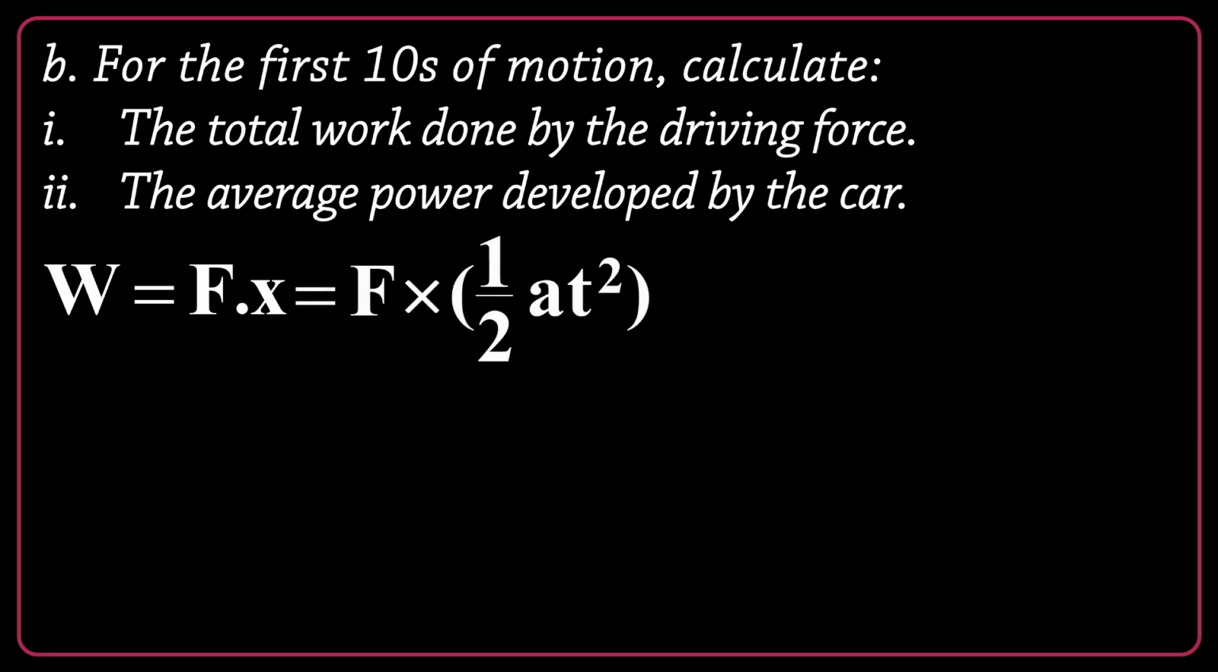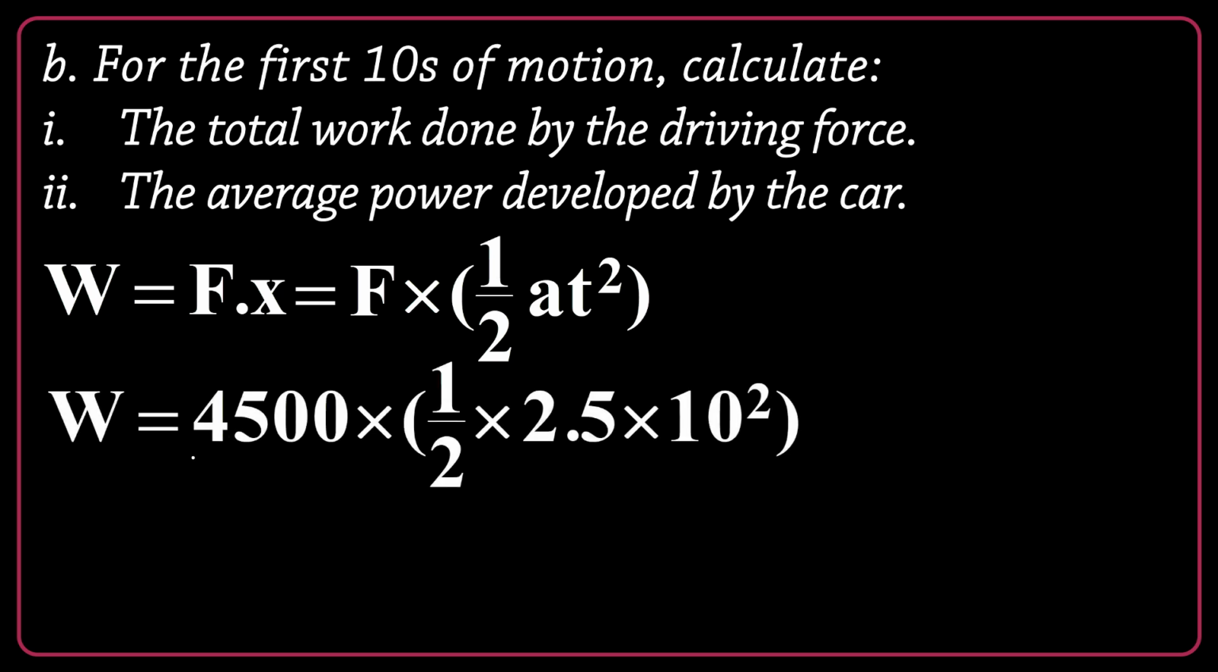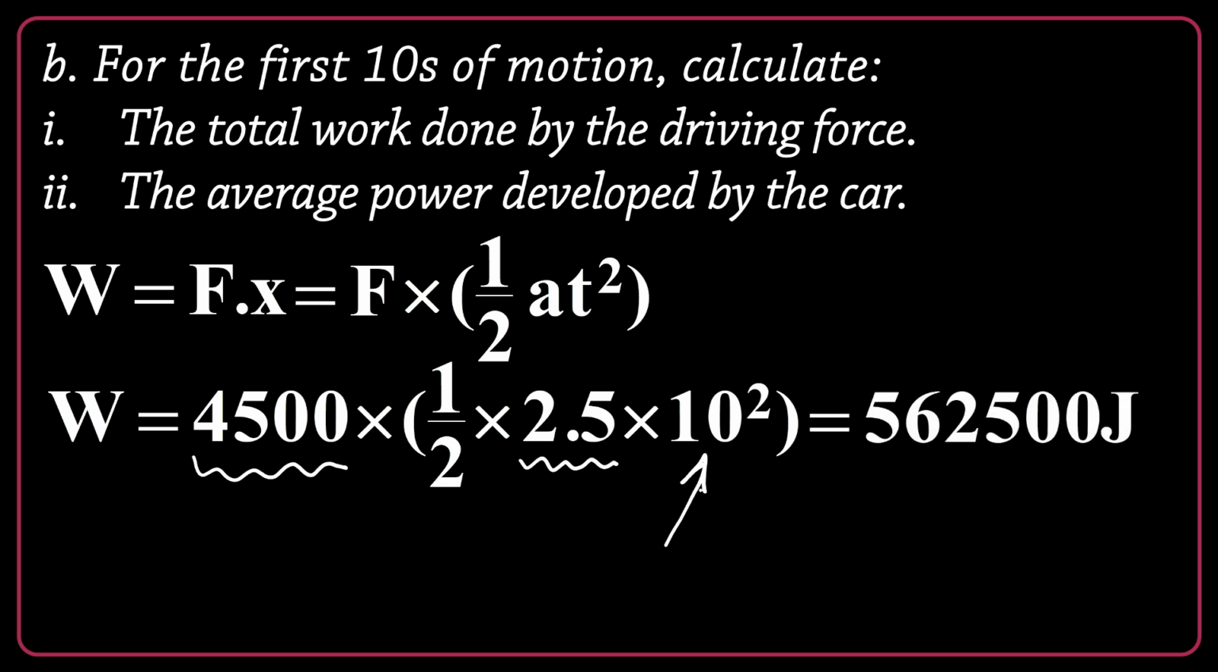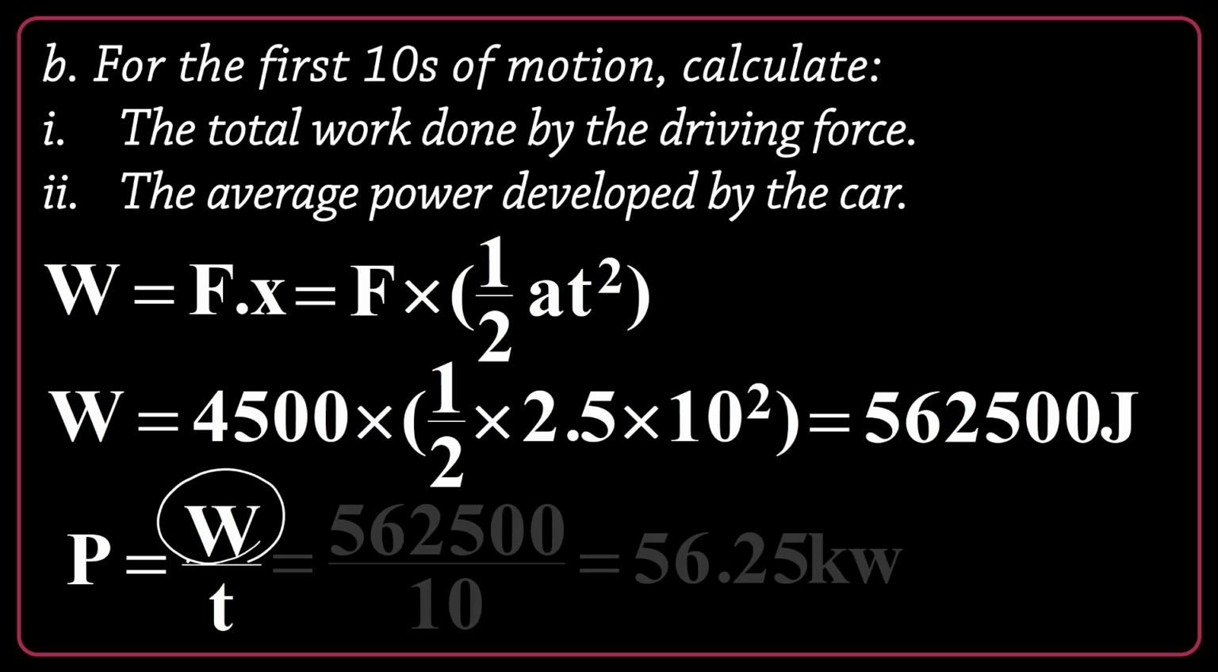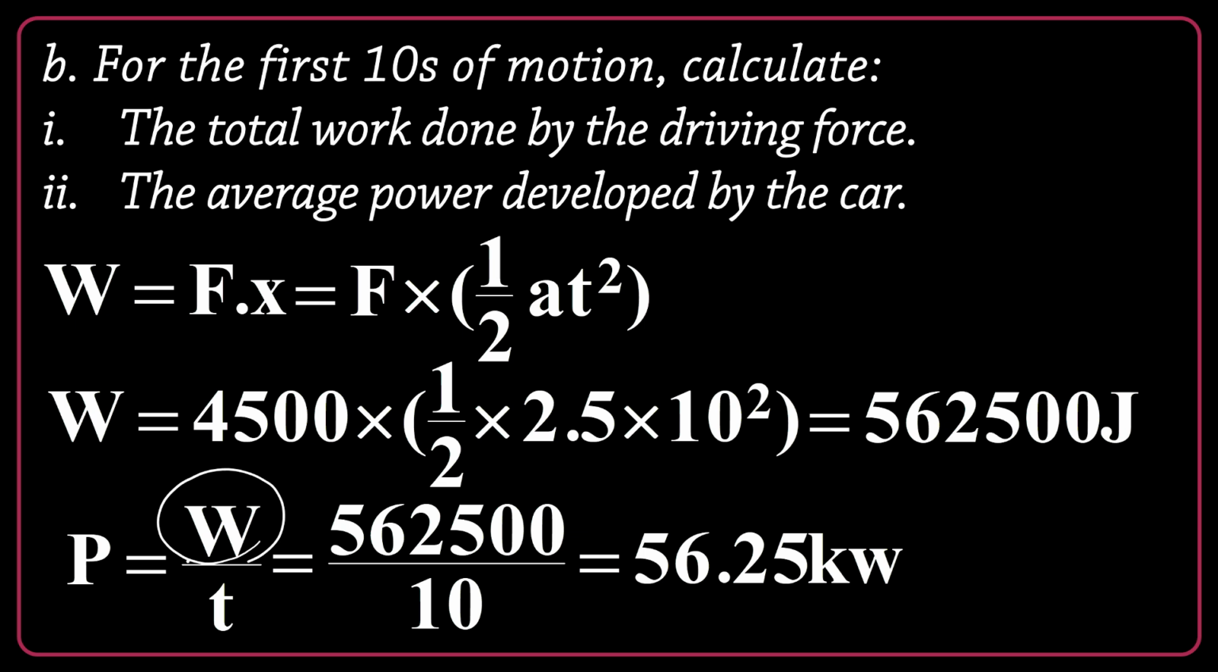So let's substitute x with half of at squared. Then plug in the values. This is the driving force, this is the acceleration, and it's the time to the power of 2. The answer is going to be 225,000 joules. The last part, the average power developed by the car. The power is going to be the total work done by the driving force divided by the time, 10 seconds. And the answer is going to be 22.5 kilowatts. Here, kilo stands for 10 to the power of 3.